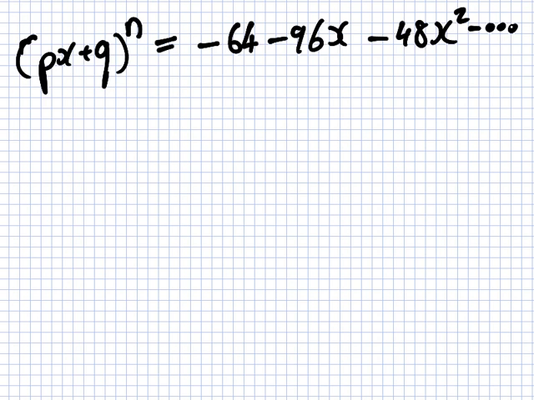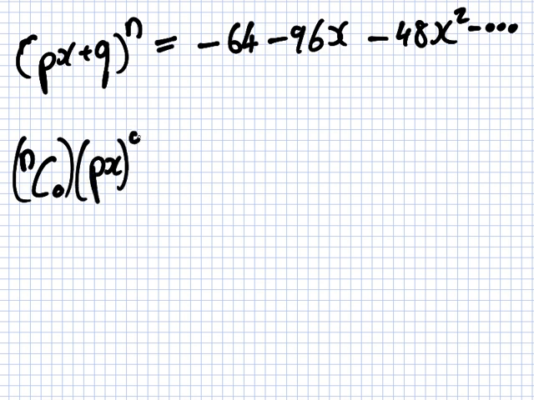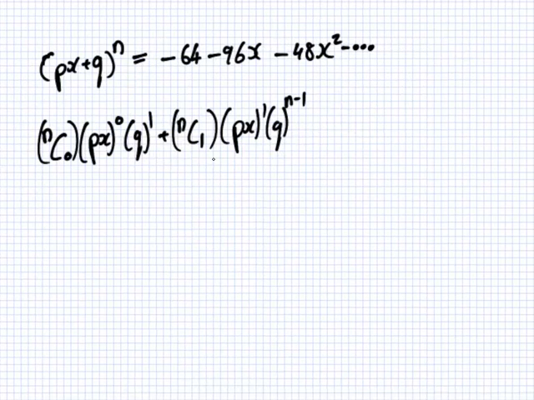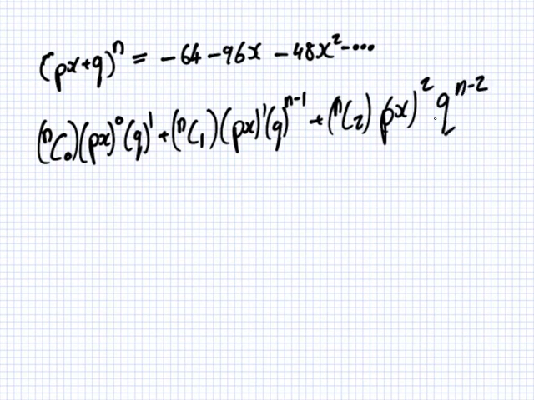Okay. So what we have to do first is expand on the left here. So we have nC0, (px)^0 q^n plus nC1 (px)^1 q^(n-1), very good, plus nC2 (px)^2 q^(n-2), and dot dot dot.